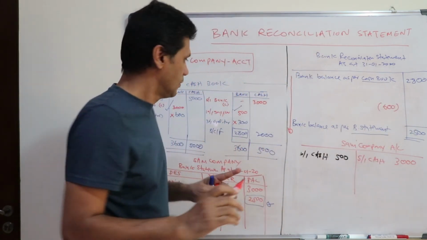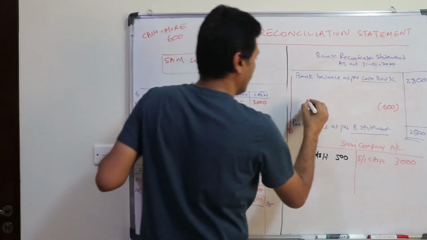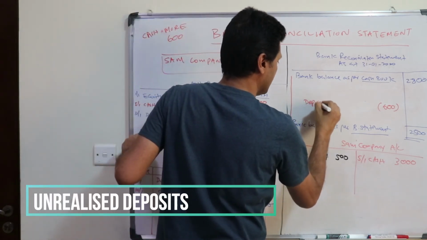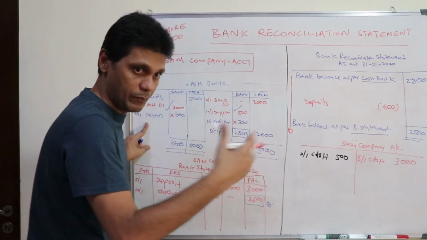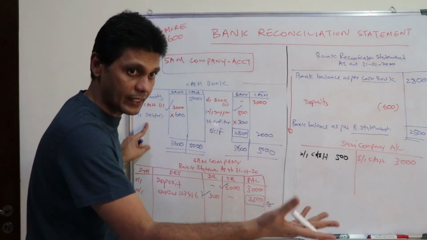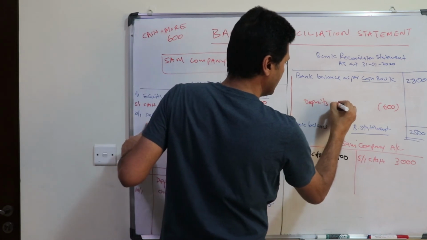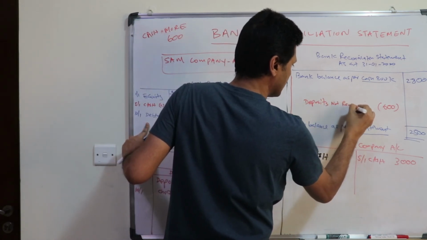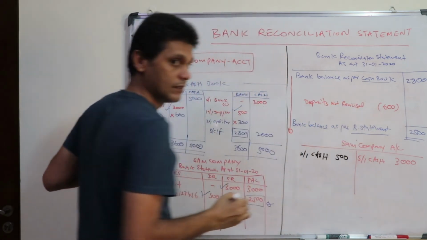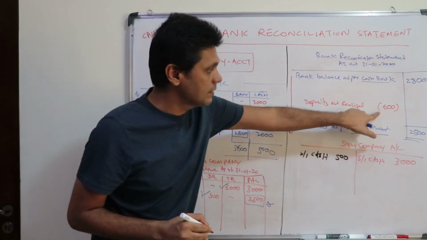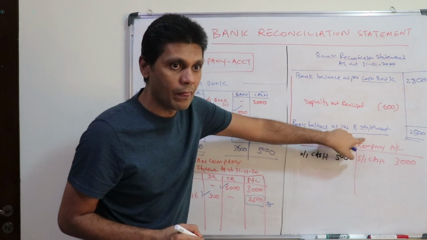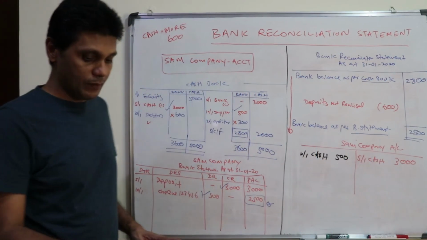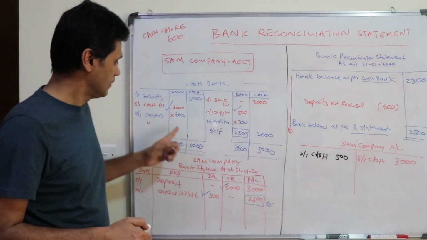Is that clear? So what is that? Deposits, we call it, we deposited but not yet realized. Deposits not realized. So why are we deducting this 600? Because we need to arrive at the bank statement balance. Okay. So second part. What is the second part?